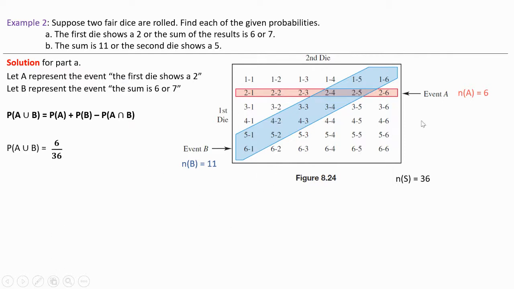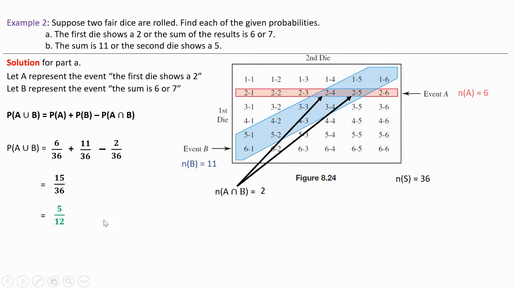And let's see here, right? So it's going to be 6 over 36 plus 11 over 36. And where do they intersect? Right here. So it's going to be minus 2, 4, and 2, 5, right? So there's 2 of them. So that's what's going to be minus 2 over 36. So the answer will be 6 plus 11 is what? 17 minus 2 is 15. Then we reduce it. The answer is 5 over 12.